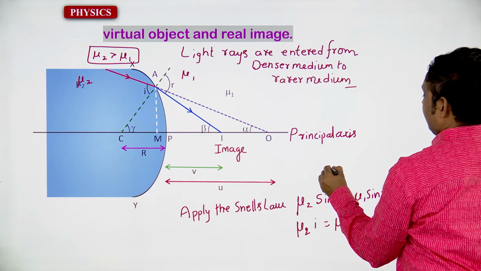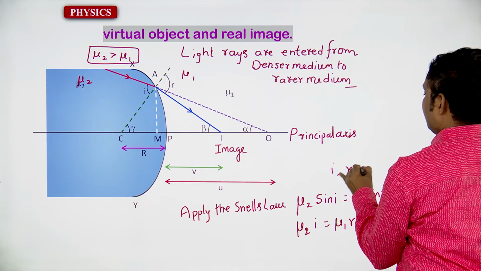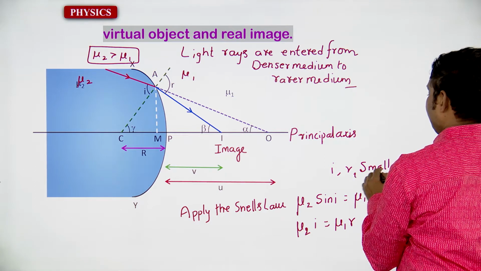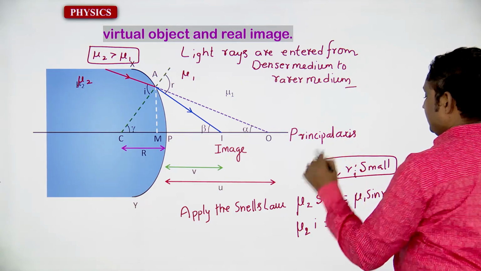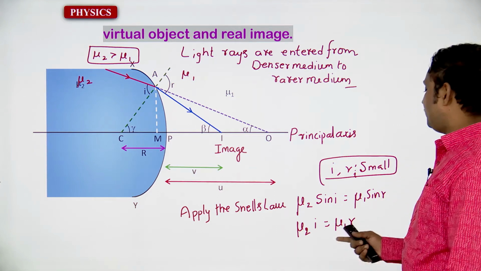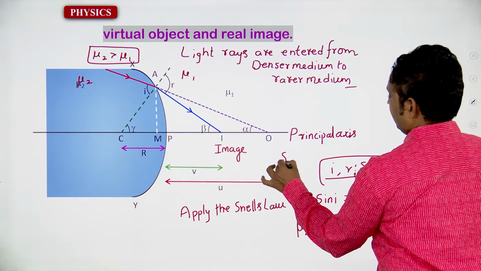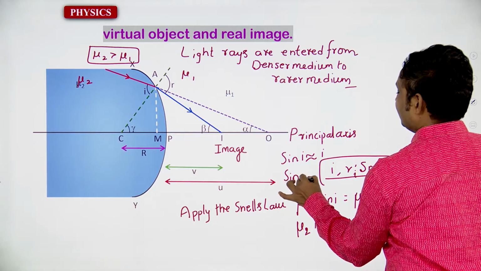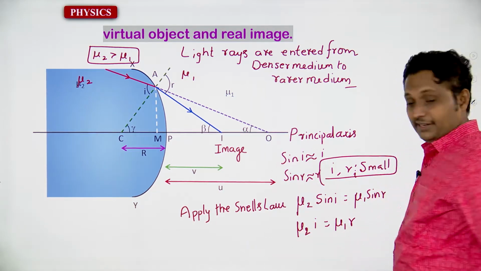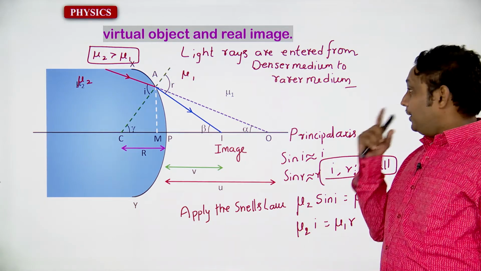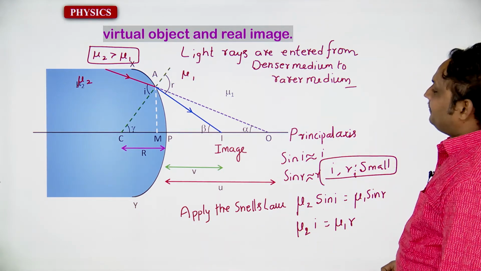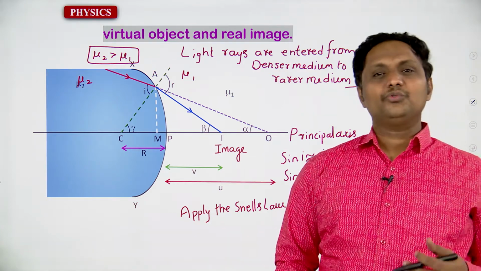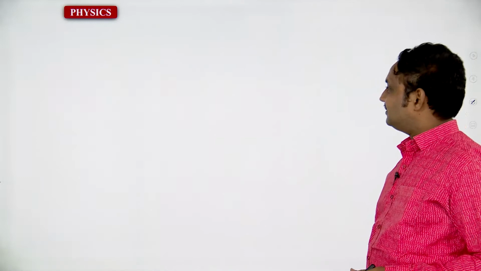I and r are small, just you have to confirm. So that we can easily approximate, sin i is approximately equal to i, and sin r is approximately equal to r. It is very clear. We would like to confirm this one. Now we are going to get this relation. That relation is very useful to solve the problem. So let's have a look.